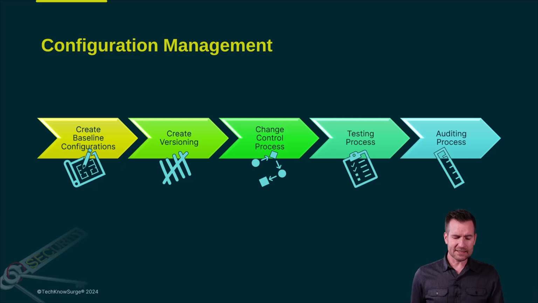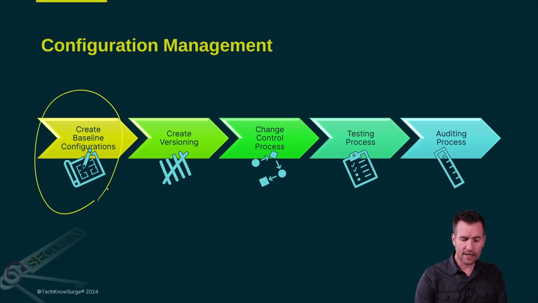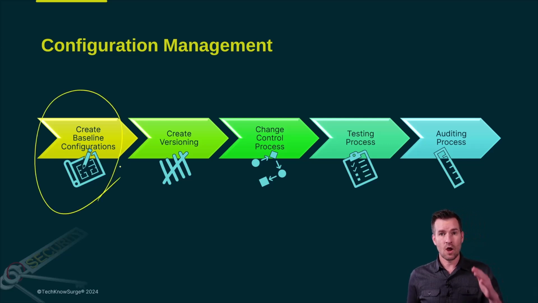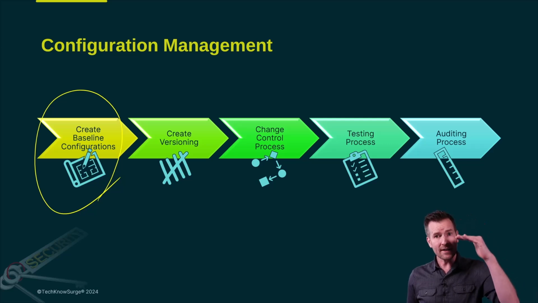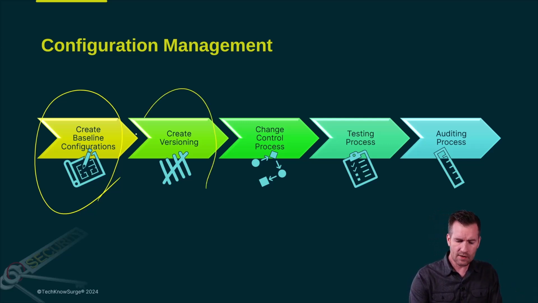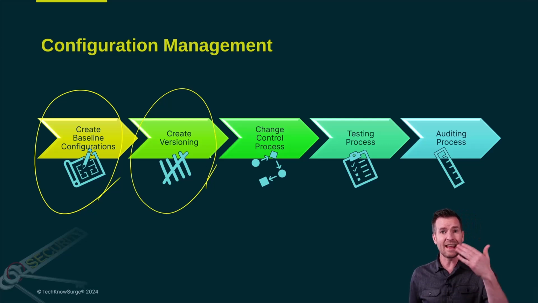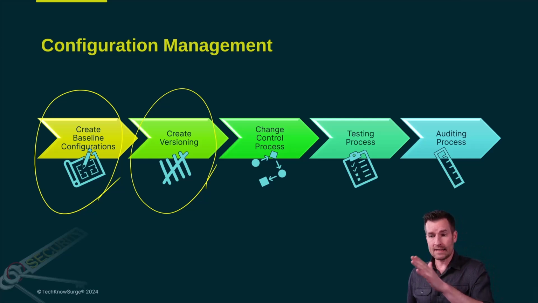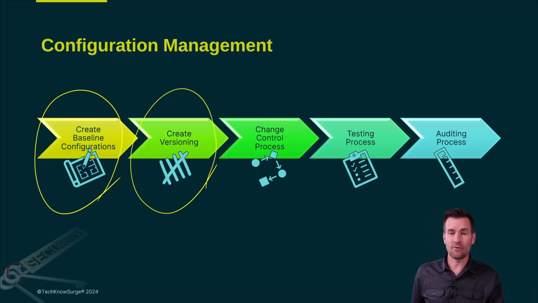So what this process might look like is that we start creating baseline configurations. We start capturing what our configurations are for the software. Then we decide that we want to create some sort of versioning with this so that when we make changes, we can address what version we're on, and what is the best version for us, or where have we been and where are we going. We can address those types of questions.